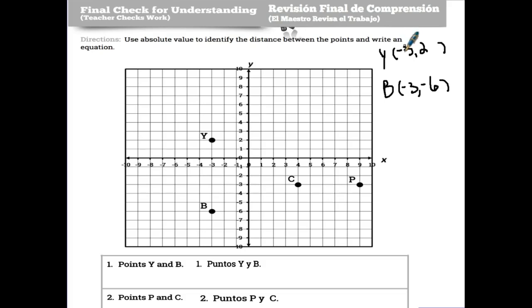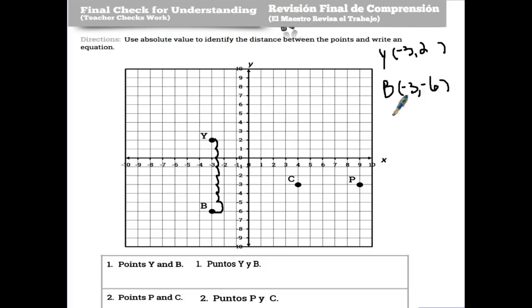So I notice my x coordinates are the same. My y coordinates change. I also notice that Y is in quadrant 2, B is in quadrant 3. So I know I'm going to need to add the distance. Before I do that, I'm going to actually count and then confirm it using absolute value. So I'm going to start at Y, and there's 1, 2, 3, 4, 5, 6, 7, 8. I have a distance of 8 spaces.